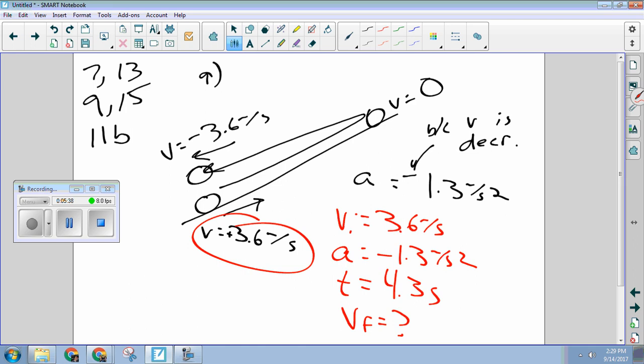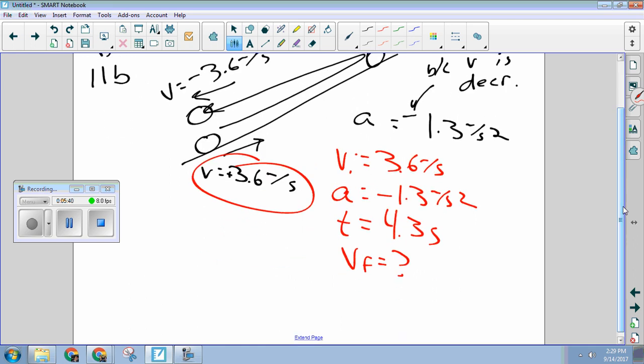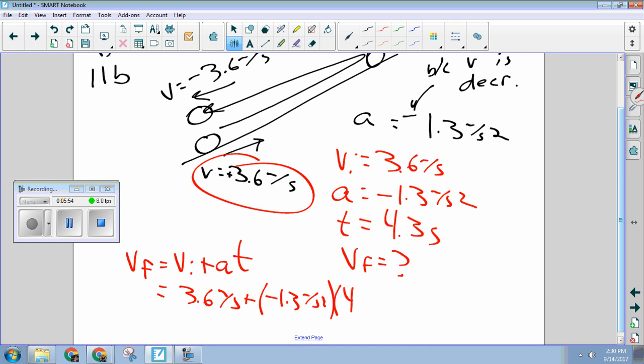All right, so let's solve this thing. So I gave you guys the equation the other day. It's this, Vf equals Vi plus A times t. And I'm going to plug in the numbers. So 3.6 was my starting velocity. Acceleration is negative 1.3 meters a second squared. Time is 4.3 seconds. Multiply, add, solve, math. You get negative 1.99 meters a second. So there's the answer. What's the significance of the fact that I got a negative?